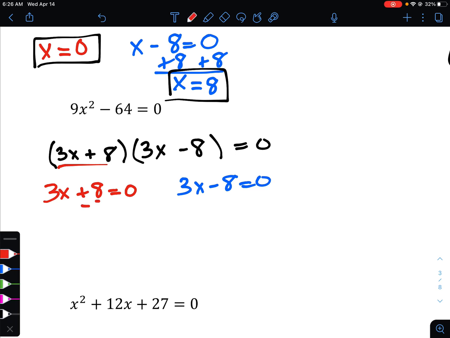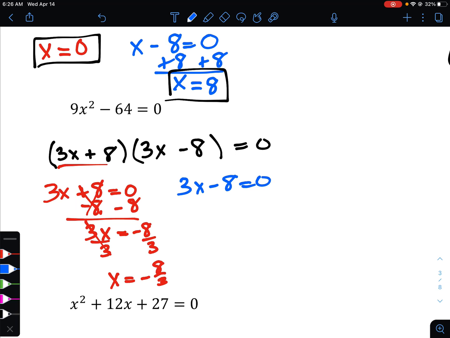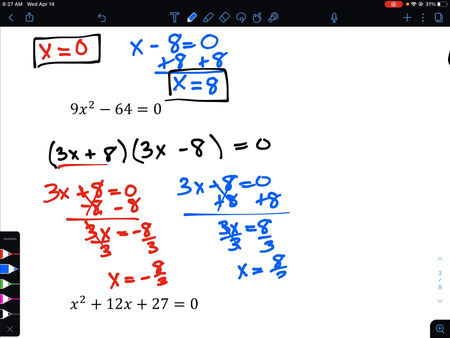So then solving each of those equations, for the one on the left, we'll go ahead and subtract 8 from both sides. So 3x is equal to negative 8. And then divide both sides by 3. And we'll get that x is equal to negative 8/3. For our equation on the right, we'll go ahead and add 8 to both sides. That'll give us 3x being equal to positive 8. And then once again, divide both sides by 3. And we'll come up with x being equal to 8/3.